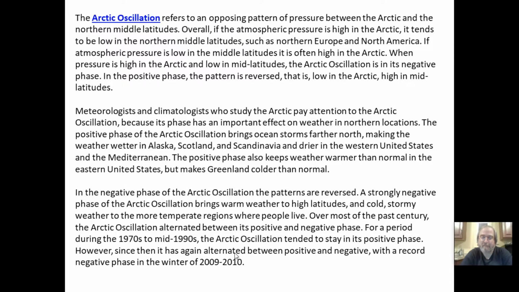where most people live. Over most of the past century, the AO alternated between positive and negative phase. For a period during the 70s to mid-90s, the AO tended to stay in its positive phase. However, since then, it's again alternating positive and negative, with the record negative phase in the winter of 09-10.